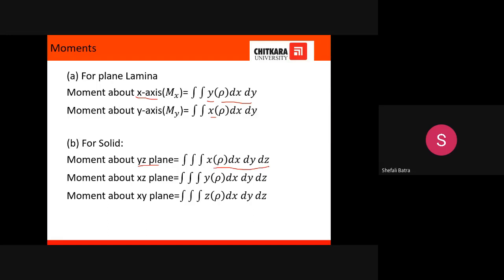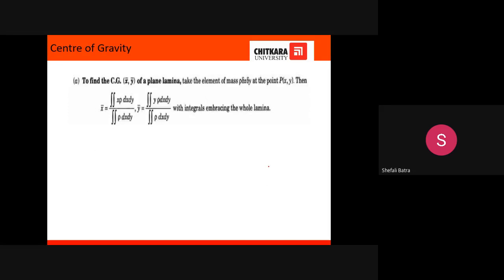Right? Now, next is center of gravity. Center of gravity is what point? That point which makes the whole body balanced, right? So x bar, y bar. So x bar is equal to double integration x rho dx dy divided by double integration rho dx dy.